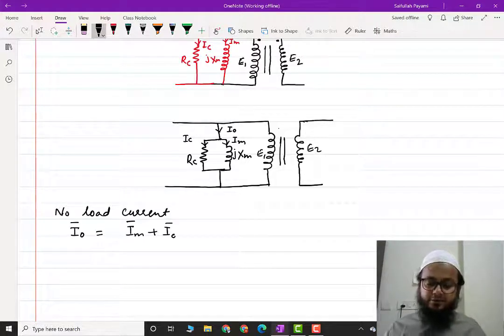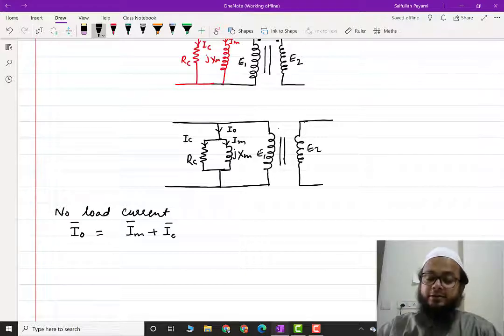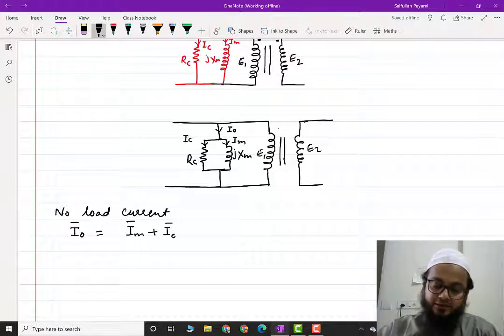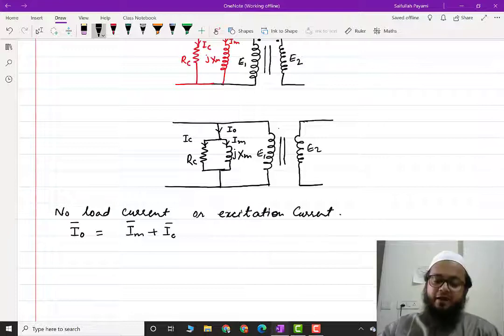We say it is no load current because you can see that there is no load connected at the secondary of the transformer, but still there is some current there. Some current is required to magnetize the core, and some current is accountable for the core losses that exist. We say it is the no load current or the excitation current. And we have connected RC and jXM in parallel with the induced EMF, which you can see, E1.